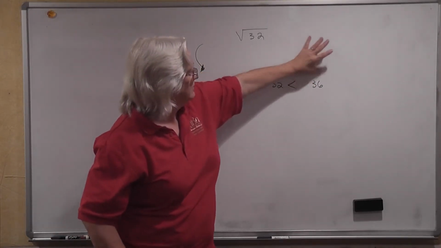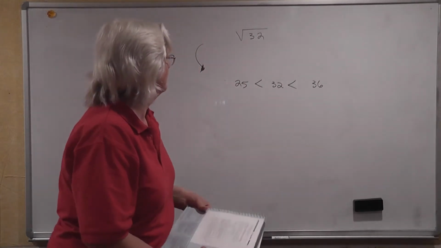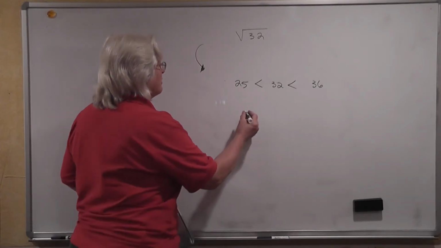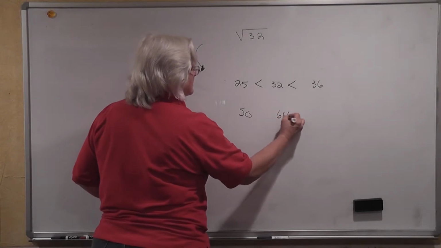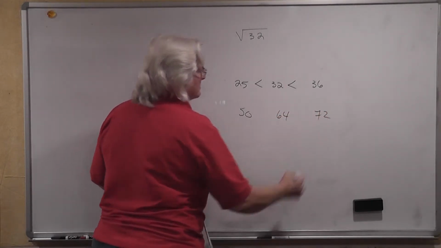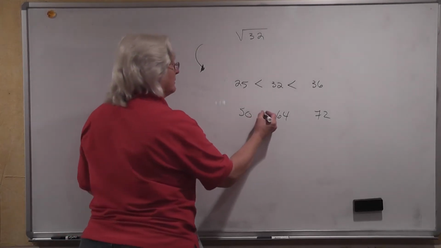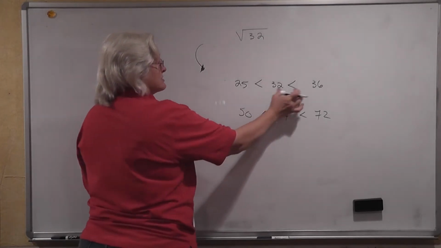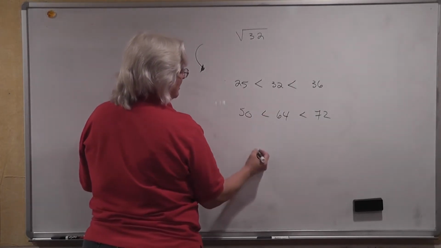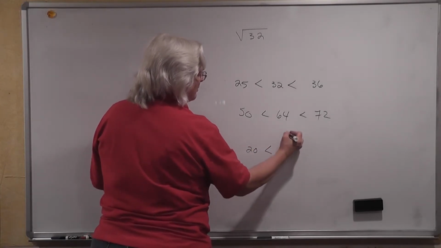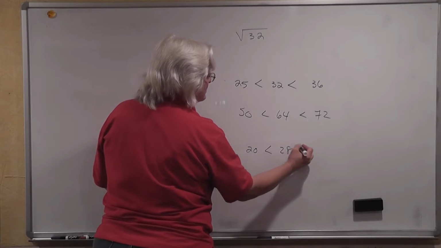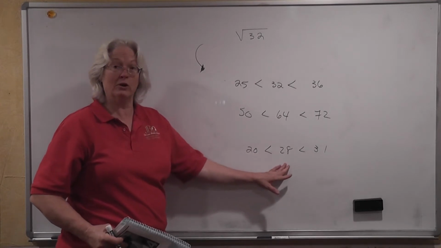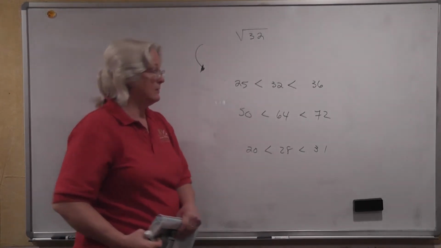Let's go back to here. Everybody agrees with that, right? What if I multiplied this by 2? 25 times 2 is 50. 32 times 2 is 64. And 36 times 2 is 72. The numbers are different, but the relationship between them is still correct. What if I wanted to subtract 5 from each one? 25 minus 5 is 20. 32 minus 5 is what? 27. 36 minus 5 is 31. The numbers are different, but the relationship between them remains the same.